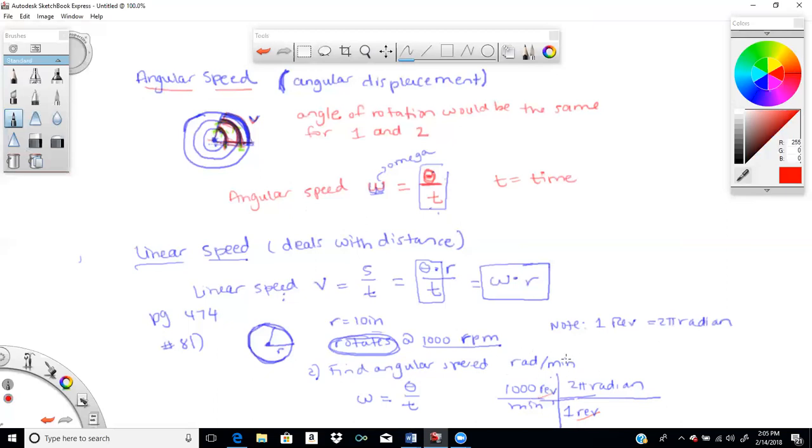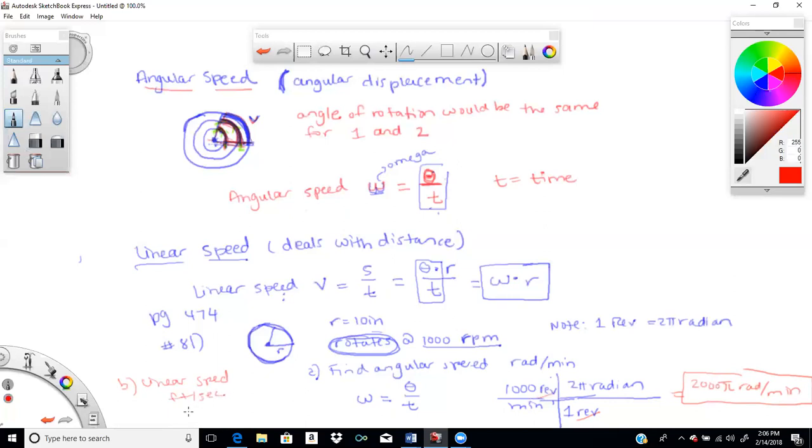And so what we get here is 2,000 pi radian per minute, and that's what the angular speed is. Angular speed is 2,000 pi radian per minute. And so now I need to find the linear. So B says find the linear speed of the tooth in feet per second. So I need to do linear speed, and these end up in feet per second.